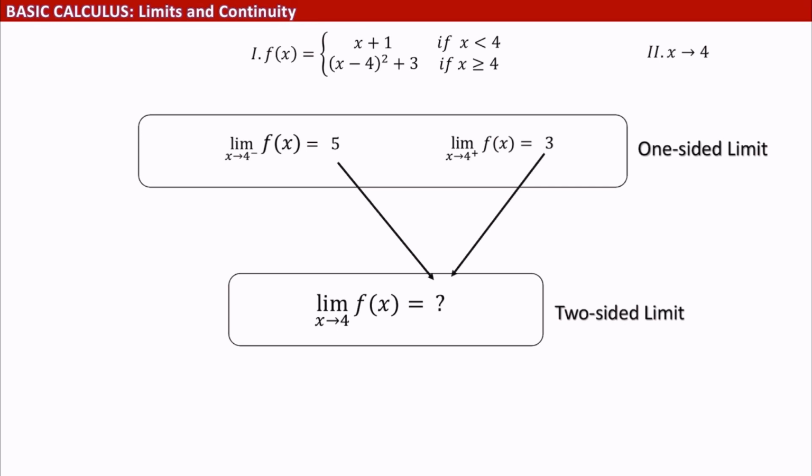In this case, the limit of our function as x approaches 4 from the left is different from the limit of the function as x approaches 4 from the right. The values are 5 and 3 respectively. Since our values in our one-sided limits are different, the two-sided limit does not exist. Therefore, the limit of the function as x approaches 4 does not exist. Kaya naman, tatandaan nyo lang na kapag magkaiba yung values ng ating one-sided limits, the two-sided limit won't exist.